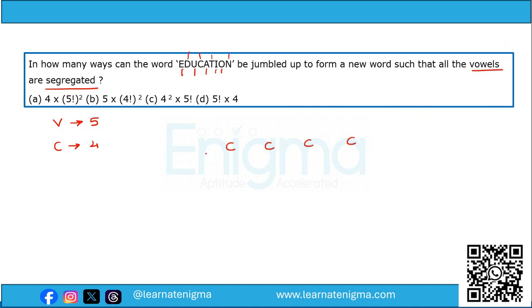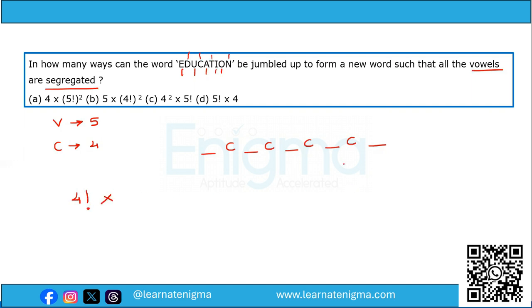On each side of consonant, if we create a dash, we can have the positions available for vowels with which they can satisfy the condition that all vowels are segregated. Now, we have five dashes created and the vowels are five as well. So therefore, now we have to arrange the consonants first. So that becomes 4 factorial multiplied by.